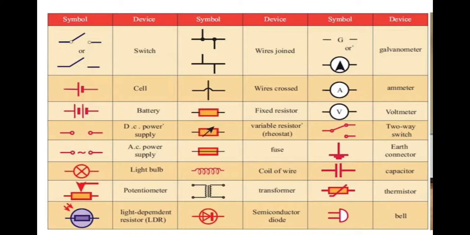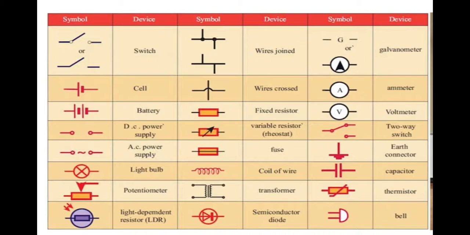Ammeter, the symbol of ammeter is A. It is an instrument which is used to measure electric current. Voltmeter is an instrument which is used to measure potential difference. Then the next one is two-way switch, which is used to control the electric circuit. Next one is the symbol of earth connector. The earth connector is a protecting conductor which saves us from electric shock.